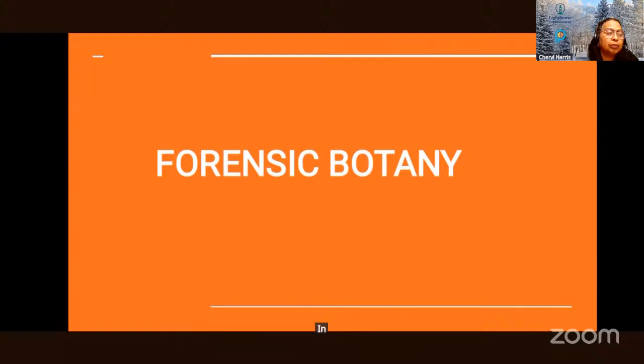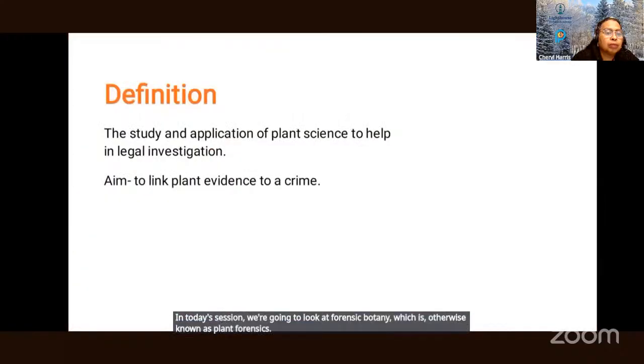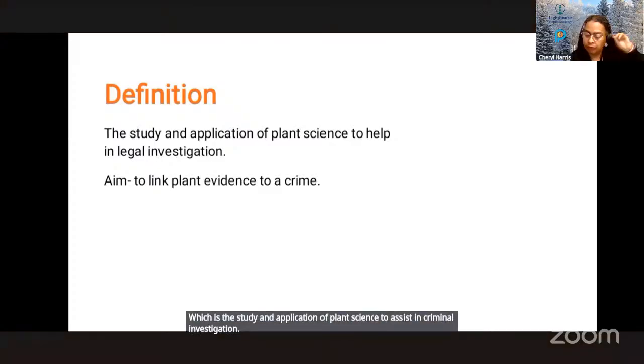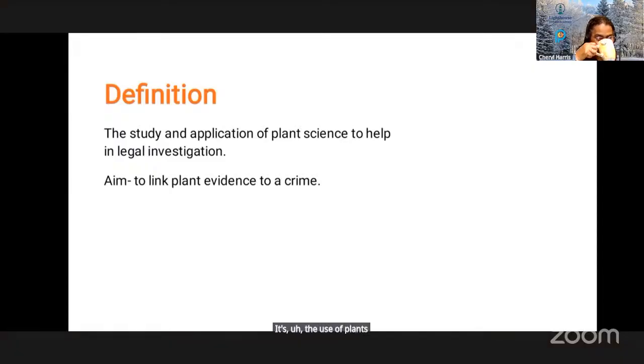In today's session, we're going to look at forensic botany, which is otherwise known as plant forensics. I'm going to begin with a definition of forensic botany, which is the study and application of plant science to assist in criminal investigation. The use of plants in criminal investigations is aimed to link plant evidence to a crime. Forensic botany involves the analysis of plant materials and their ecological context to provide evidence that can help in legal cases. It's an important tool in modern-day forensic science.